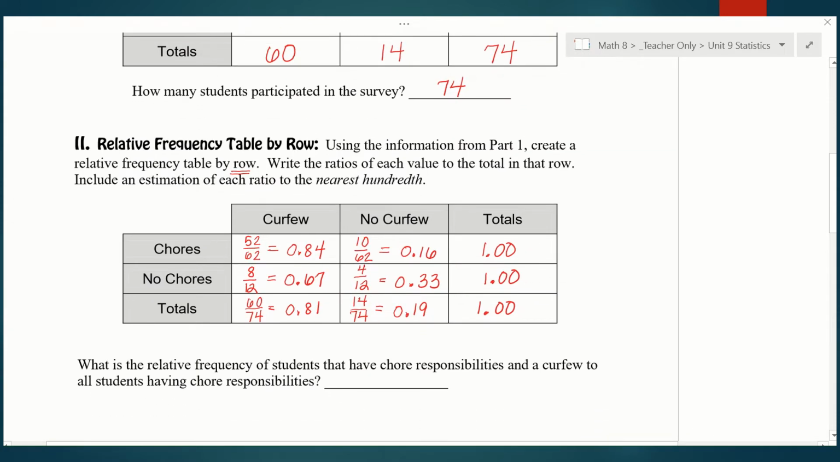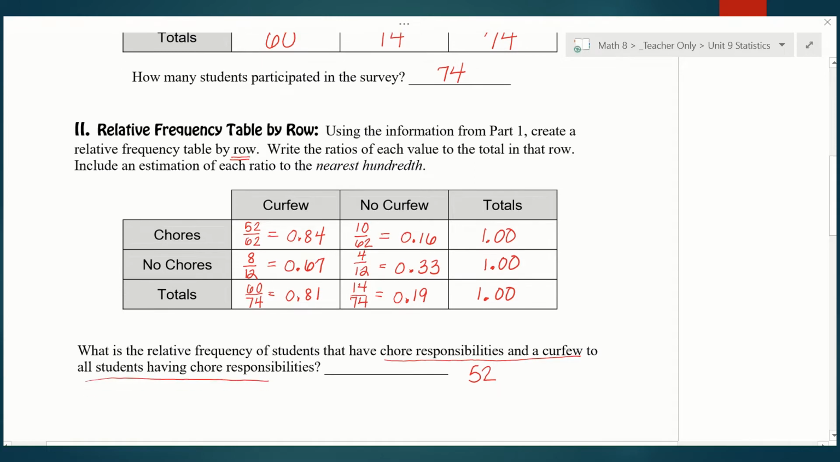Then it says, what is the relative frequency of students that have chore responsibilities and a curfew to all students having chore responsibilities? So it's saying students that have chore responsibilities and a curfew. How many people had chore responsibilities and a curfew? 52. And we're comparing that to all the students having chore responsibilities. For all the students that had chore responsibilities, that row total was 62. We've already figured this out from our table. It would be 0.84 or 84%.